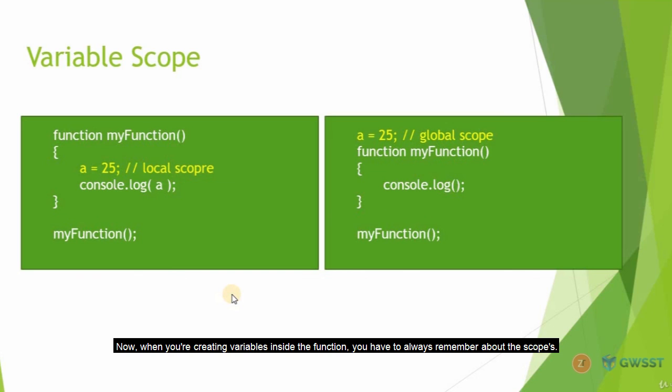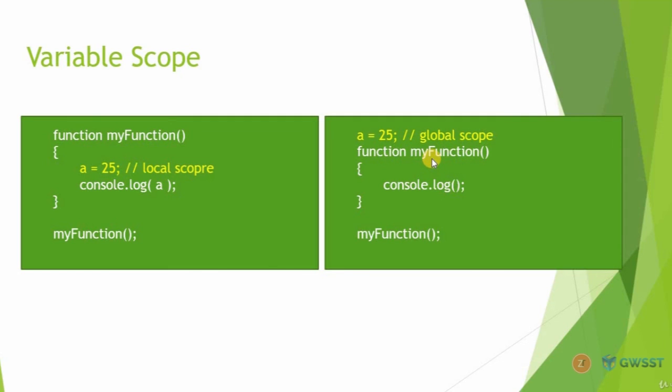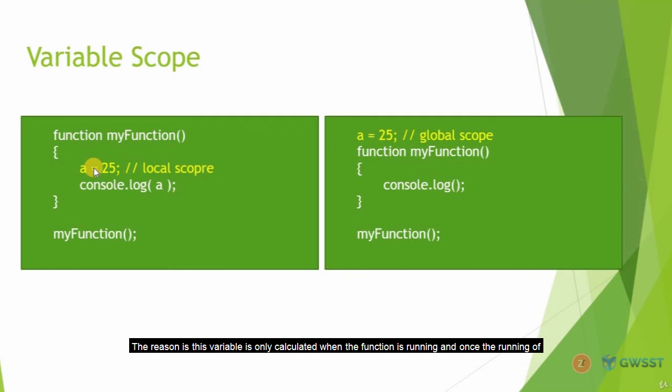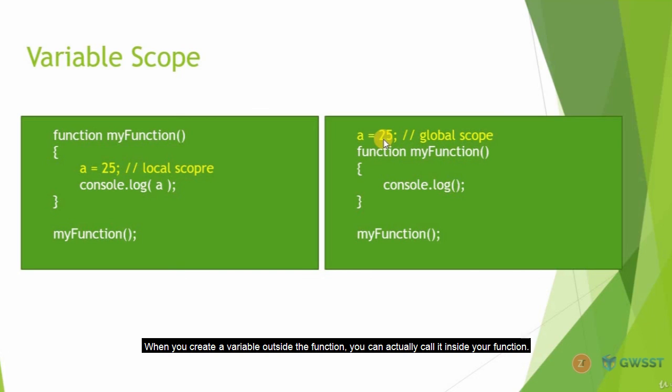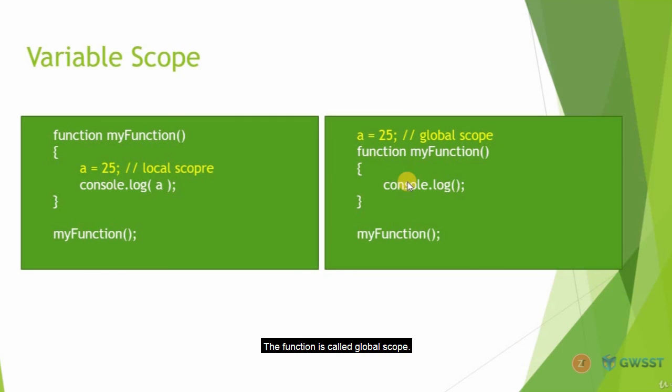Now when you're creating variables inside a function, you always have to remember about scopes. A variable which is created inside the function has a local scope. A variable which is created outside the function has a global scope. The reason is this variable is only calculated when the function is running, and once the running of the function is finished, this variable does not exist anymore. But with global scope, when you create a variable outside the function, you can call it inside your function also, do the calculation, and then the variable is still available outside the function. That's why it's called the global scope. Now remember, a variable inside the function is local scope. A variable outside the function is global scope.